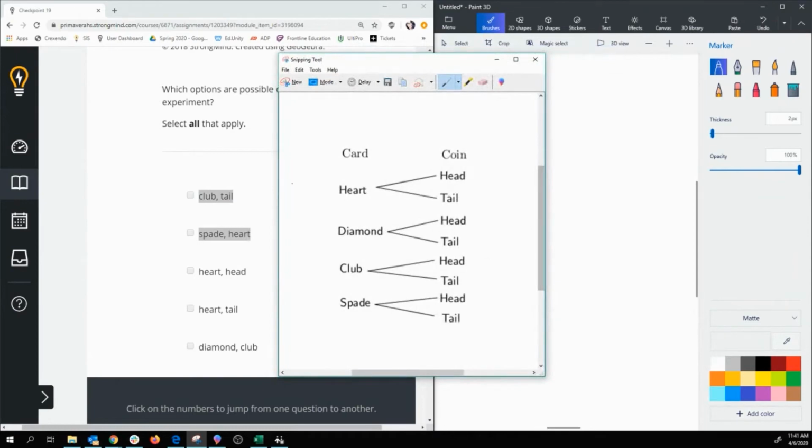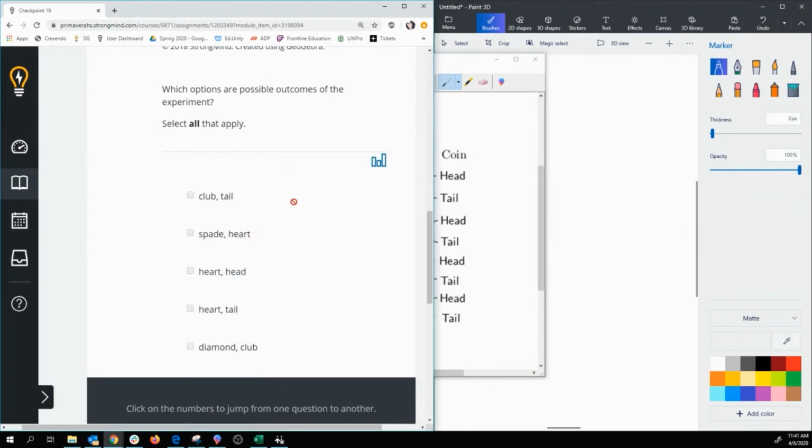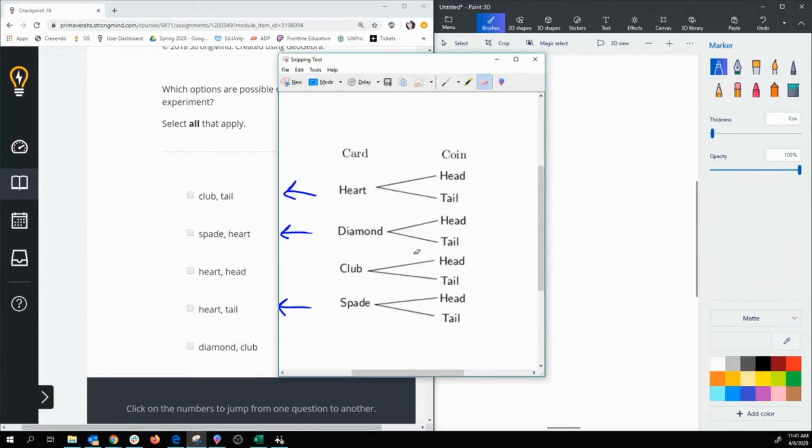So we would want to pick club and tail, spade and heart and tail. Oh, whoops, you're right. Not spade and heart. I was looking at heart and I saw heads because it started the same way. We want to pick heart and head. There we go. It's tricky on my eyes. Heart and head are spelled so similarly. Thank you. So those are the 3 we'd want to pick. Club and tail, heart and head, and then heart and tail.